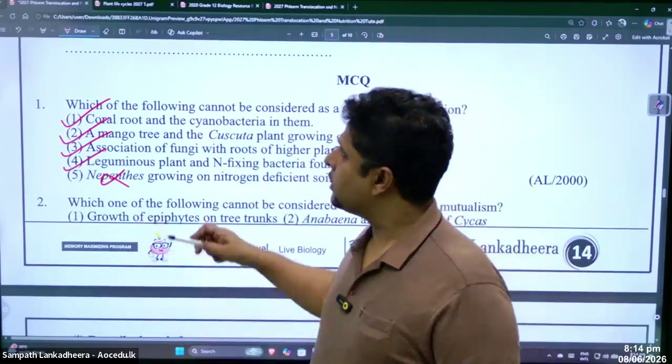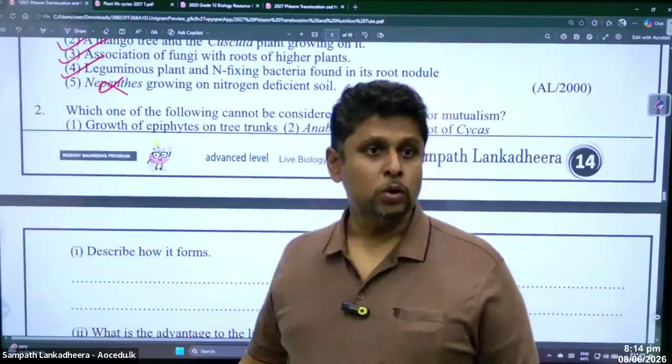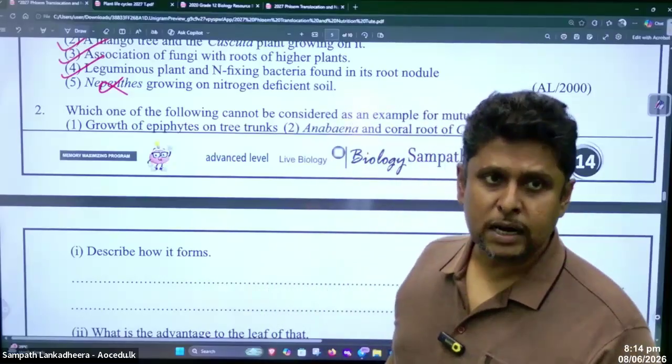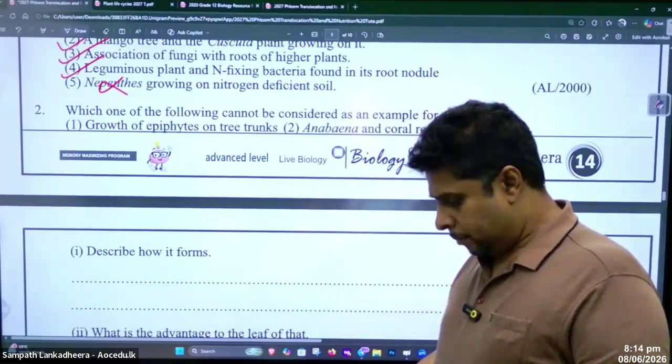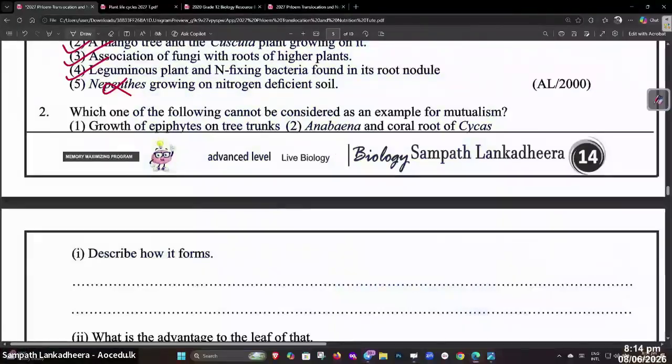Right, people, we are moving to the second question. Question number 2. Which of the following cannot be considered as an example for mutualism? Find the answer for that.